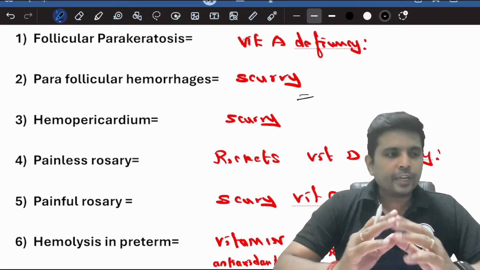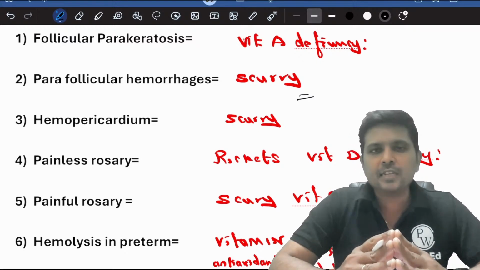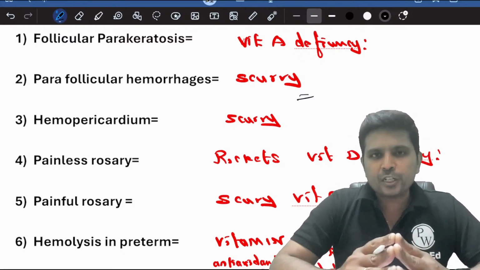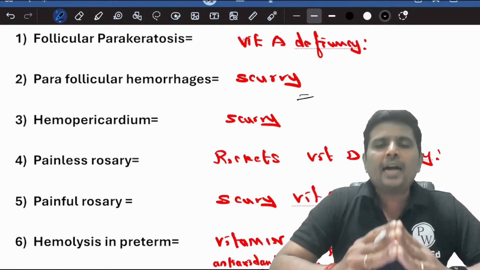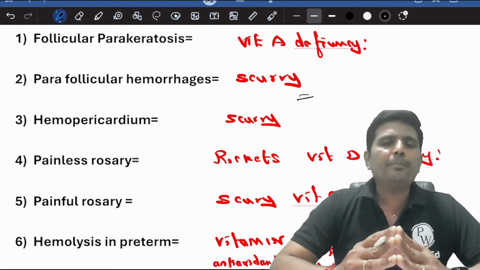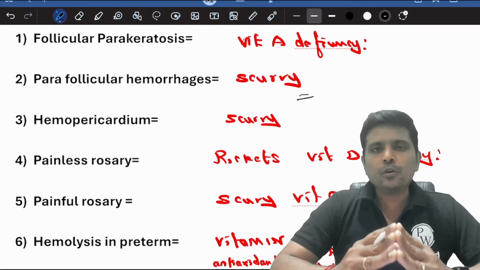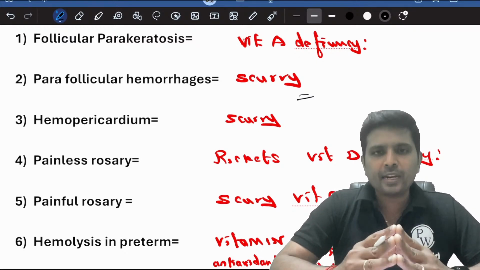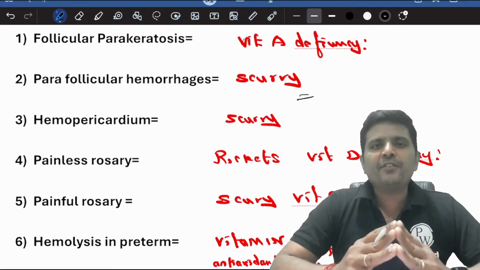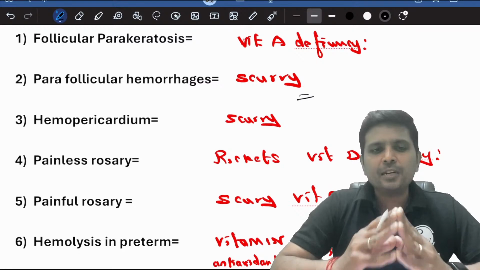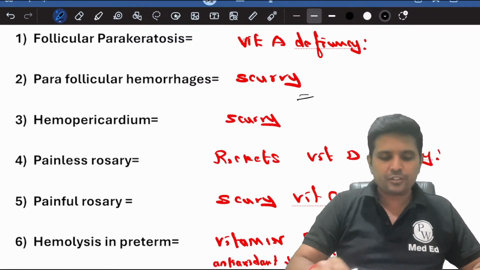And what about hemolysis in preterm? Hemolysis in preterm mainly occurs as a result of vitamin E deficiency, because vitamin E is an antioxidant, and it prevents your RBC membrane from breaking down from oxidant free radicals. So when there is deficiency of vitamin E, your preterm RBCs are prone to oxidant free radicals, leading to hemolysis in preterm. So hemolysis in preterm is due to vitamin E deficiency.